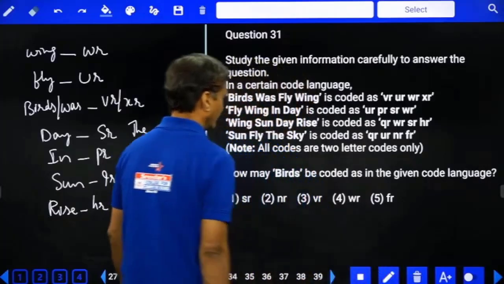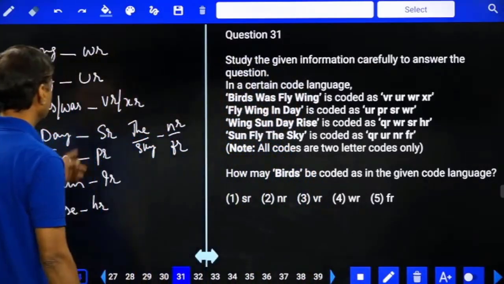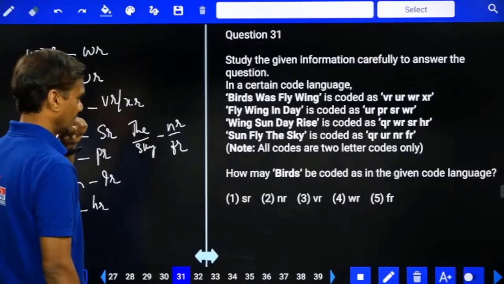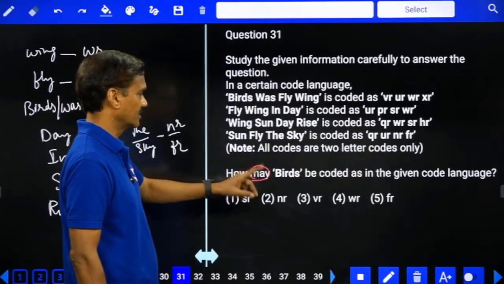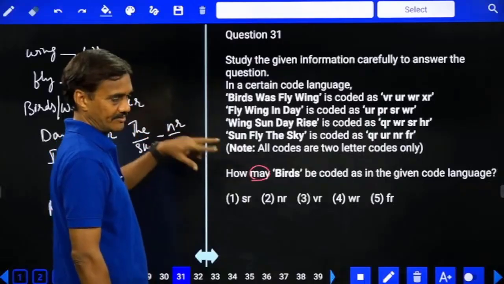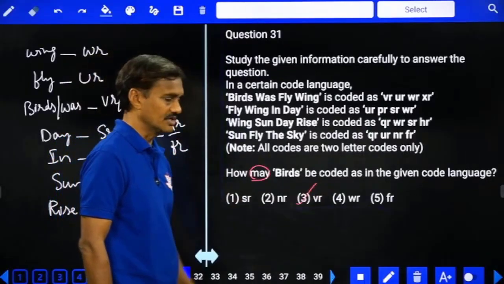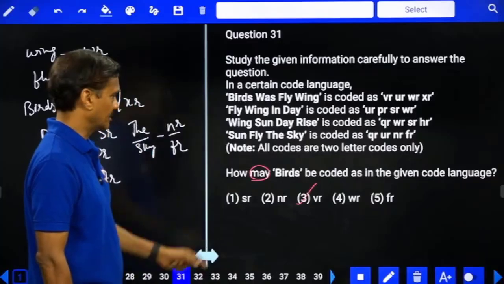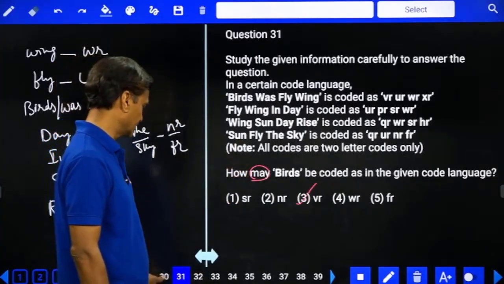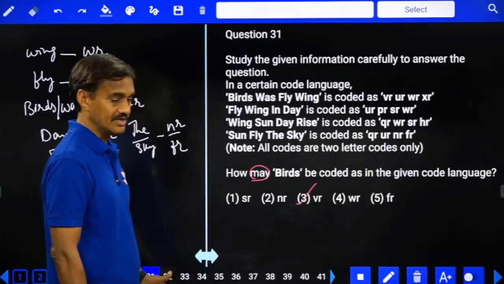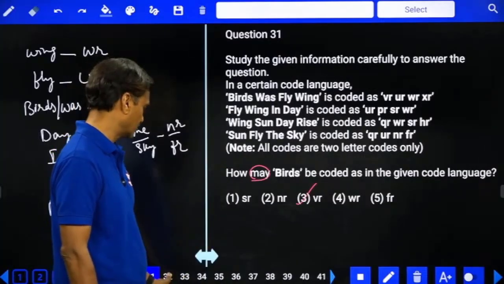Then 31. Then birds. The code for birds is VR or XR. Clear? And the word 'may' is given, that means a possible code. Either VR or XR. Between these two, what is given? VR. Hence, you can opt for choice 3, because the word 'may' is given. If the word 'may' is not given, then cannot be determined is the answer. He is not asking for a definite code. Here he is asking for a possible code.